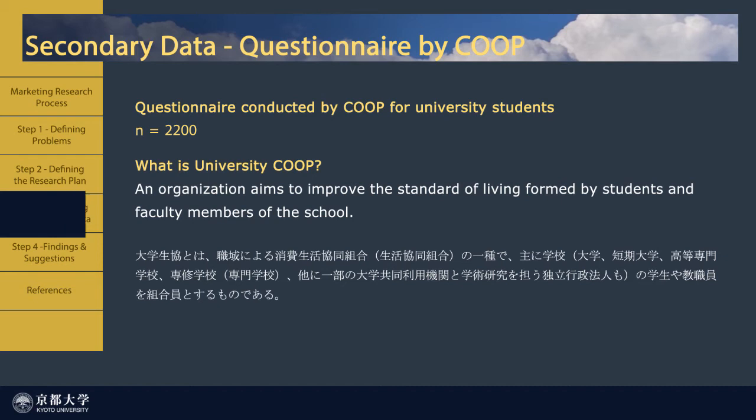So firstly, we found the results of a survey conducted by a co-op for university students. Here the co-op is an organization that aims to improve standards of living, formed by students and faculty members of universities. From April to May, the co-op carried out this questionnaire and obtained answers from more than 2,200 graduate students all over Japan. It aims to evaluate and grasp the situation of students so as to improve their living standards in this COVID time. And they published the questionnaire survey results so that we can deepen the understanding of college students and graduate students in this COVID time.